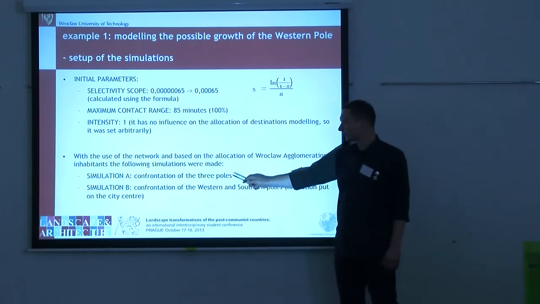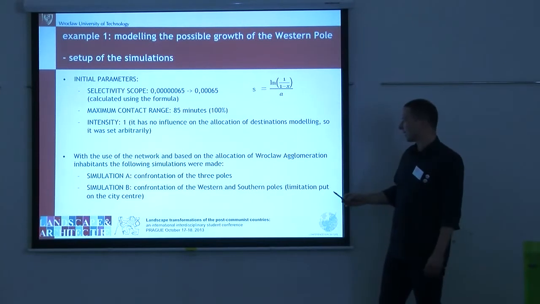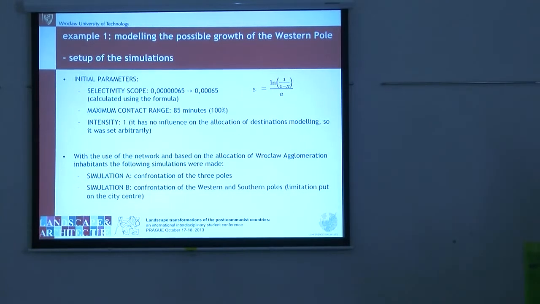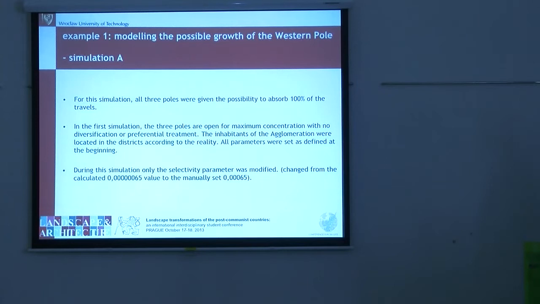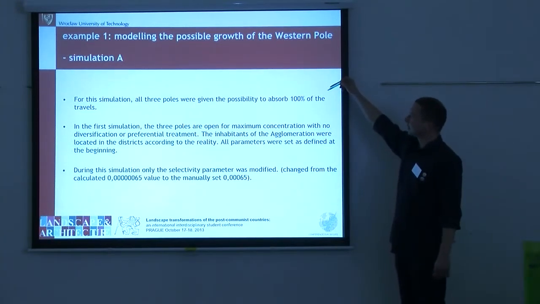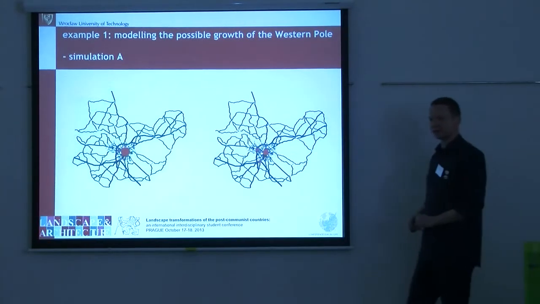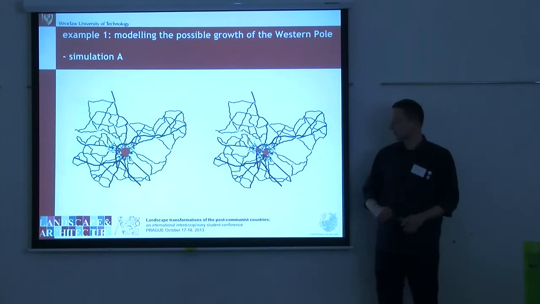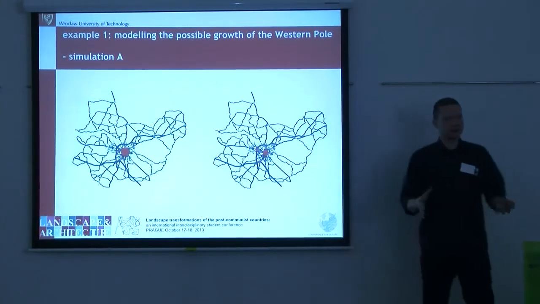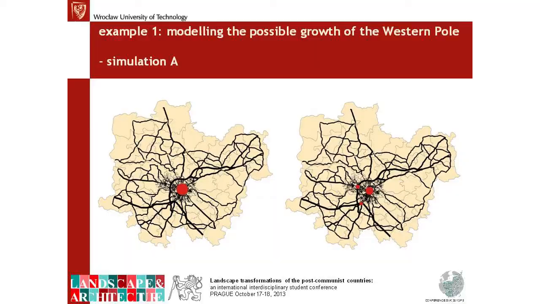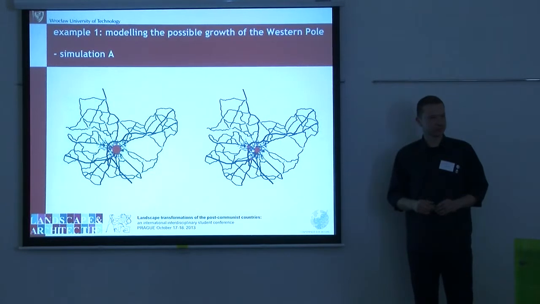In simulation A, we confronted the three poles, and in simulation B, we even excluded the city center and only confronted the south and west. For example, in simulation A, we allowed each of the three to absorb up to 100% of all travels. The first simulation was interesting to the extent that the city center absorbed 100%. Because of the population density and the road network, and despite the 2 motorways, the city center attracts as much as it possibly can.